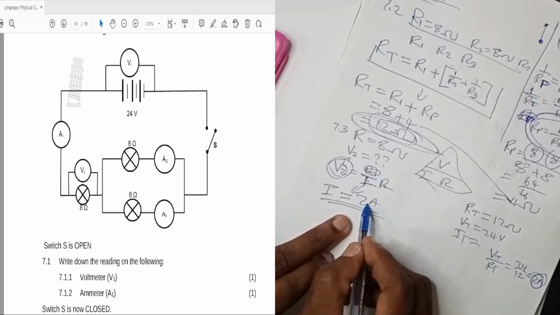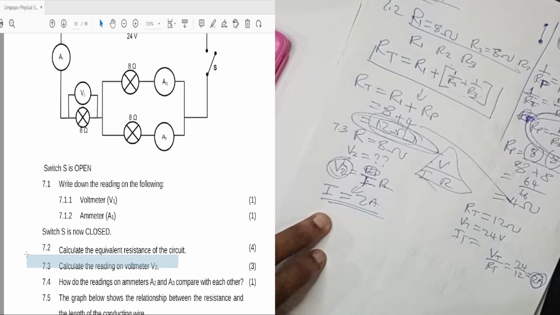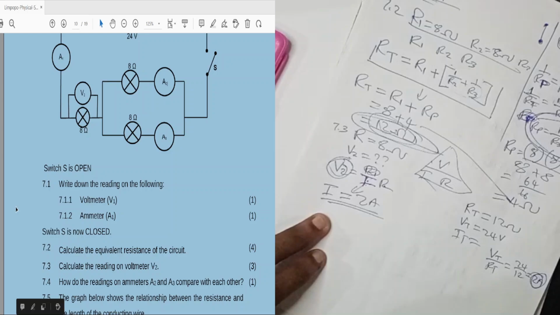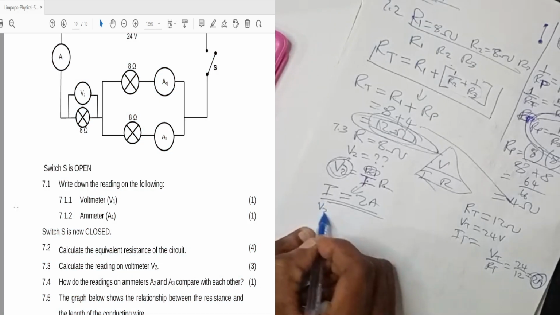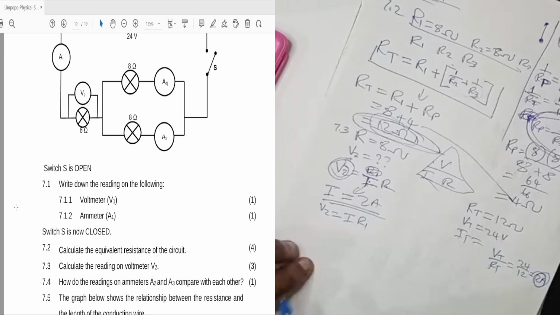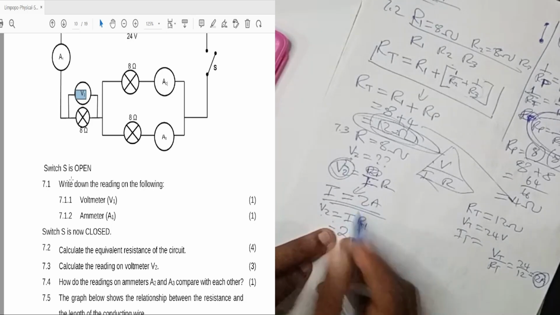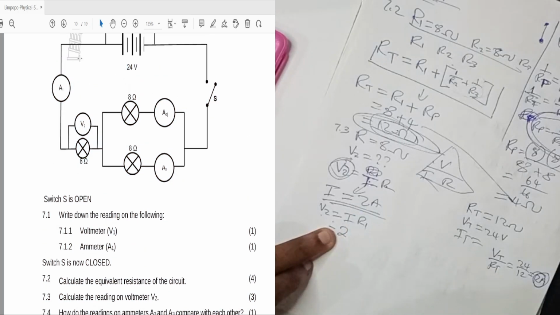Then after we got 2 amperes, to answer the question of what is the reading on voltmeter 2, we're gonna say V2 equals IR1. Why? Because we are measuring across V2. What is the value of I? It is 2. Why 2? Because current is the same everywhere in a series circuit. The total current is going to be the same here. Are you with me? Yes, but it's going to be split between these two. But for now, the current is the same.